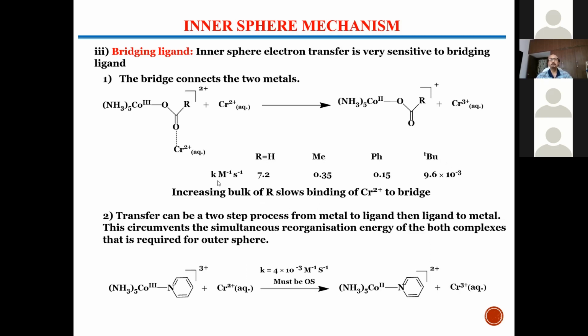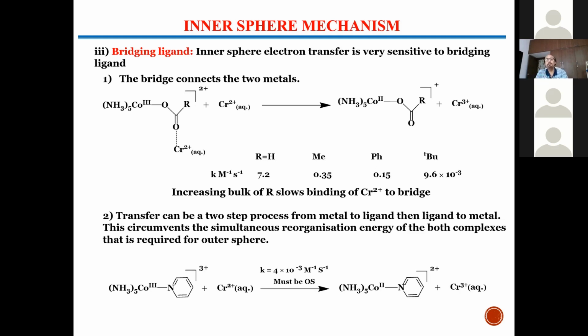And if you look at the second order rate, it is continuously decreasing, starting 7.2 to 0.35 to 0.15 to -1. That means as you use the bulkier R, that retarded the electron transfer rate or the overlapping. It is being reflected in the rate. Rate is being decreased while moving from H to tertiary butyl via methyl and phenyl. The question is why the rate is reduced.